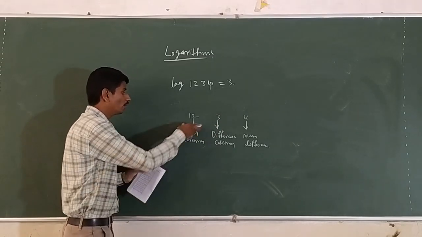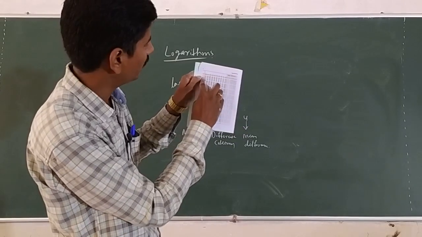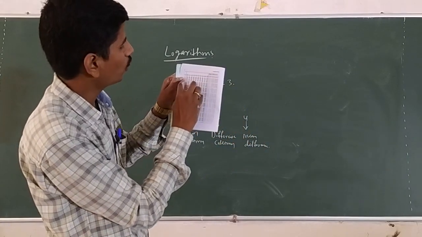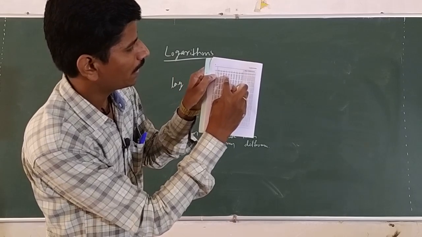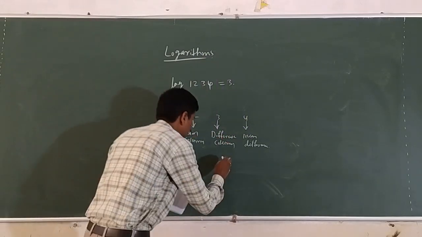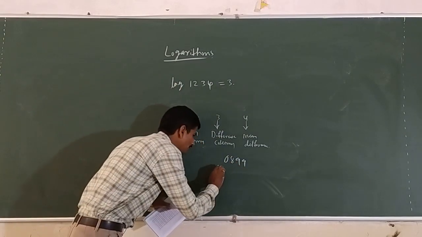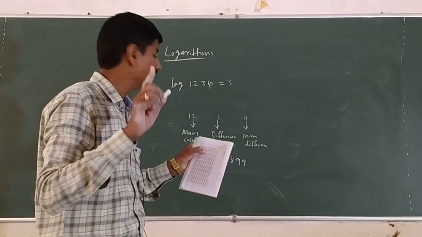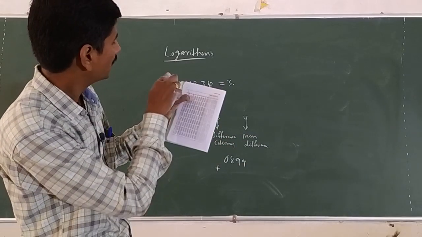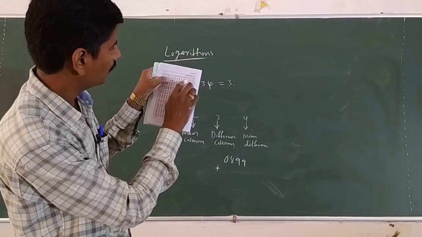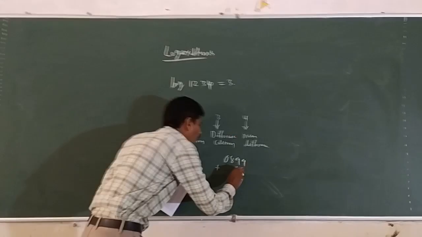Okay, here 12. It starts from 10, so 12 is the third row. The next third digit is 3. 12, 3 is 0899. And the fourth digit you have to add from the mean difference column. The fourth digit is 4, and the mean difference value is 14. You have to add 14.